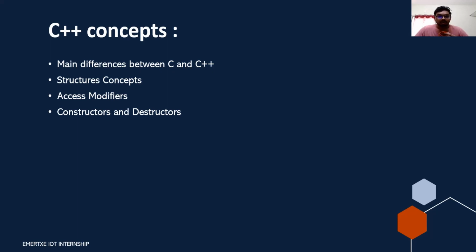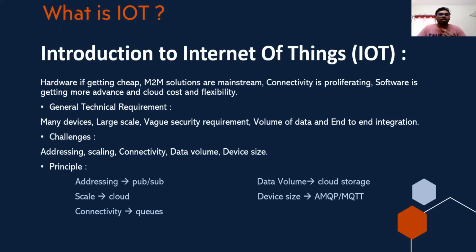Constructors and destructors are mainly used in the creation and destruction of objects. When an object is created, a constructor is immediately called. When an object goes out of scope, it calls a destructor. These are the few C++ concepts that I learned during my internship.